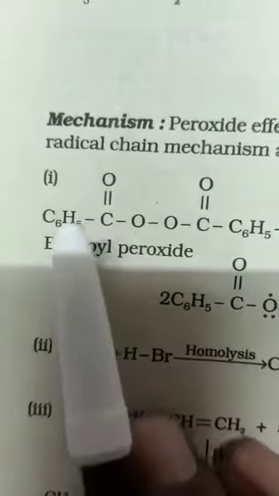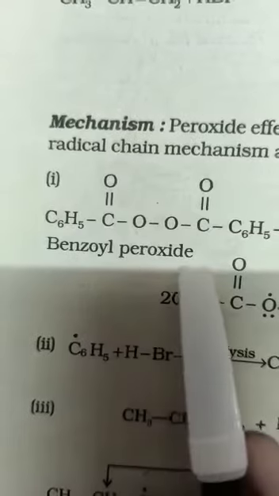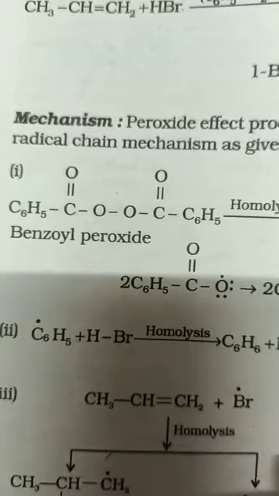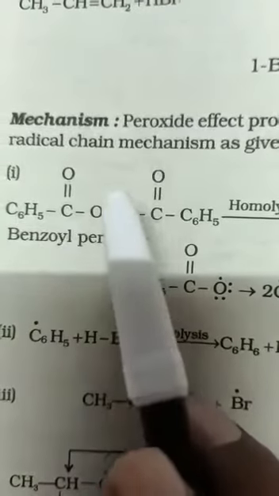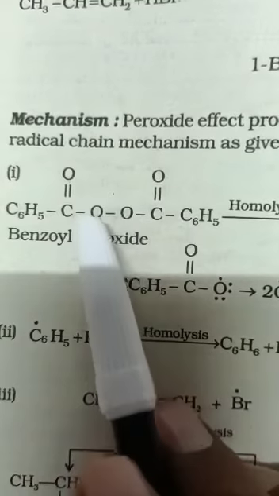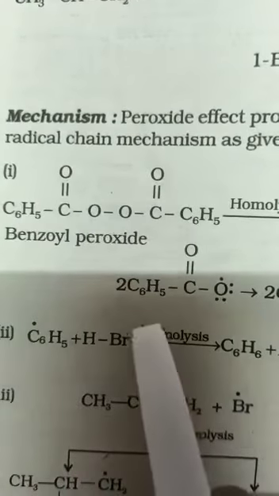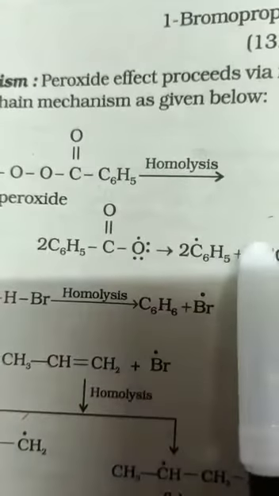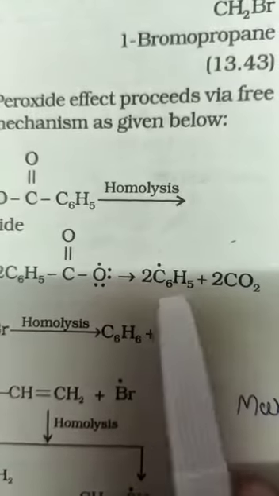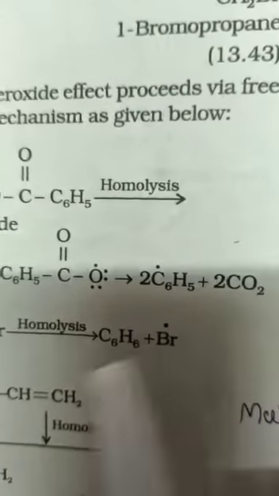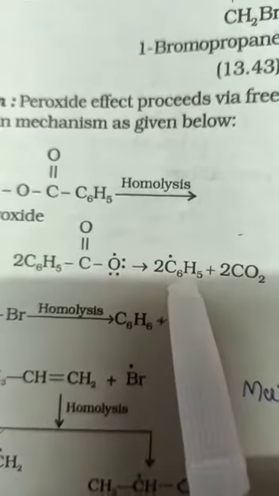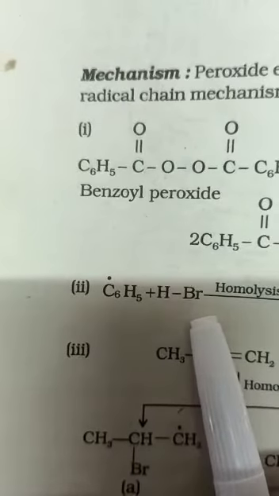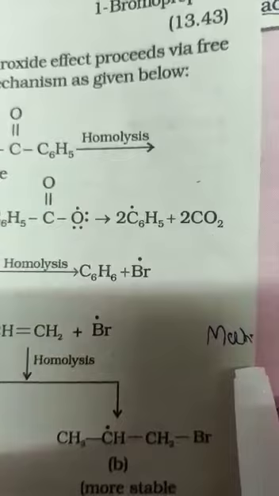In this mechanism, in the first step, the free radicals are generated by heating or in presence of sunlight. Here this bond is cleaved by homolytic fission, and we get the free radical, but this free radical is not stable, so it again breaks down into C6H5 free radical by the evolution of carbon dioxide gas. This free radical is a very reactive form, so it reacts with HBr and gives Br free radical.